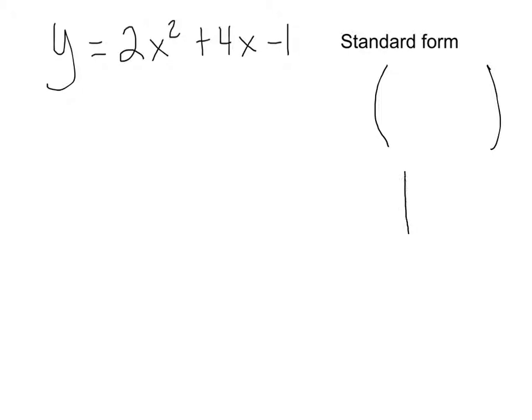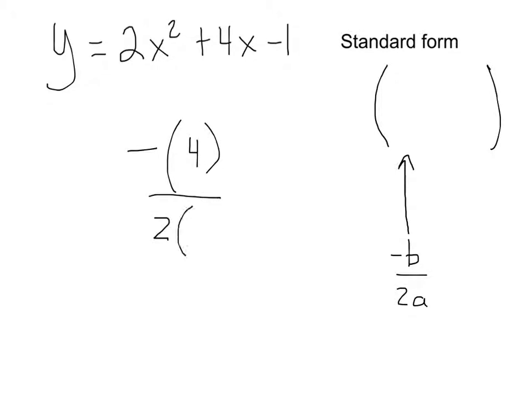Now, the vertex is always going to be an ordered pair, right? Your first value in your ordered pair, the x value, you can get from -b over 2a. So let's do that. Negative, and what's b? 4 over 2 times what? 2, because that's a. Remember, here's a, here's b, and here's c, right? And so our x value will be -4 over 4, which is -1. So there's my x value.